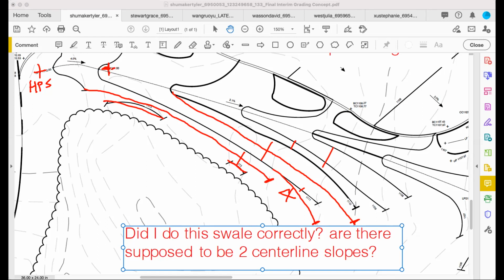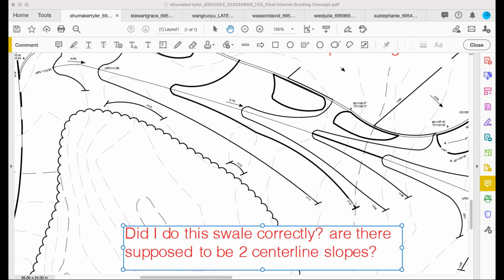So these ones, you design them the same way as you design for other bioretention. They need to be completed with spots and HP and LP. All right, so that's that part.